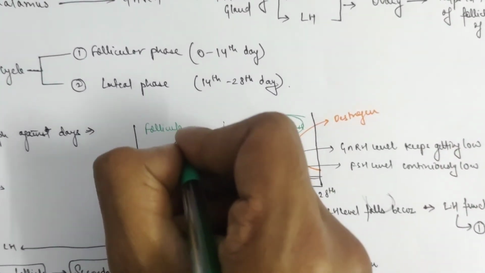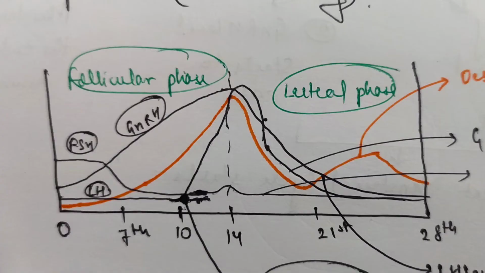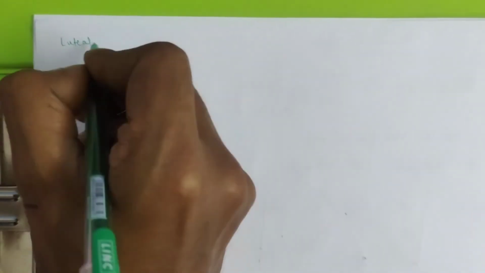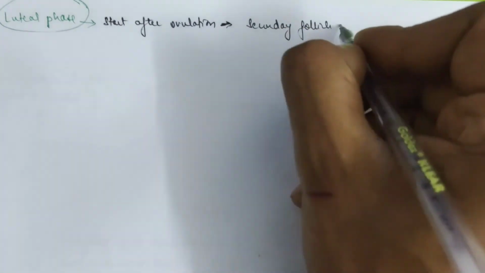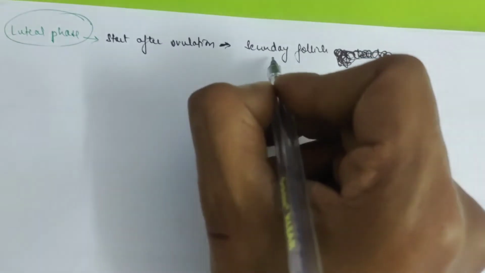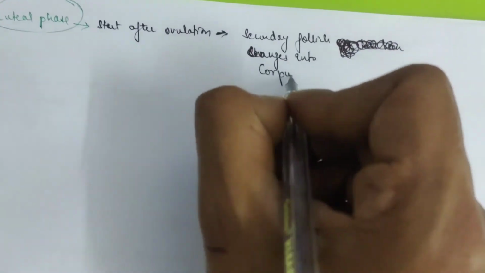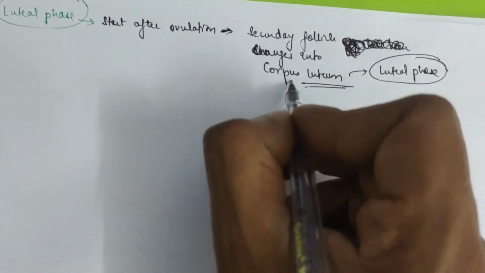After the 14th day, the work of the LH has been done, so the LH level starts to fall, as do the GnRH and the FSH. But what happens here? The follicle from which the egg has been released, the empty secondary follicle, converts into the corpus luteum, and hence it marks the luteal phase. That's where the name comes from.